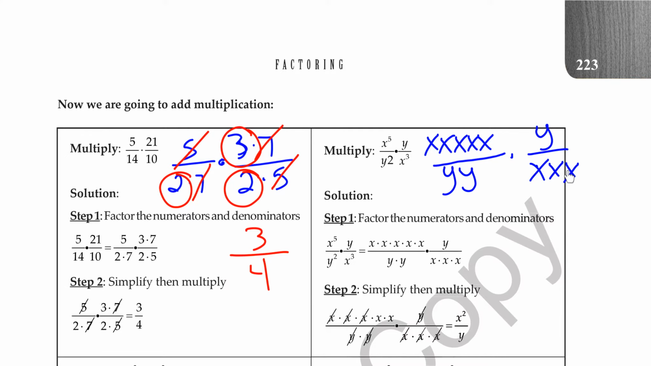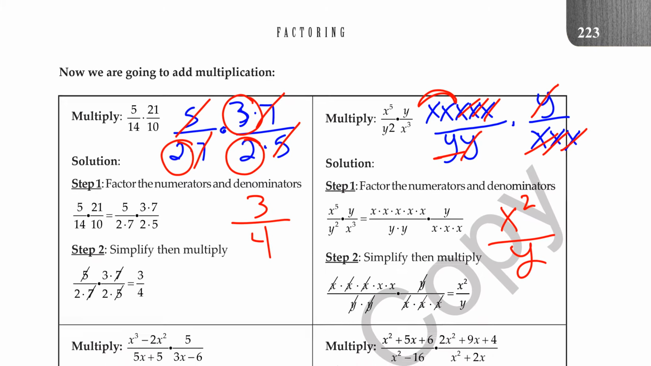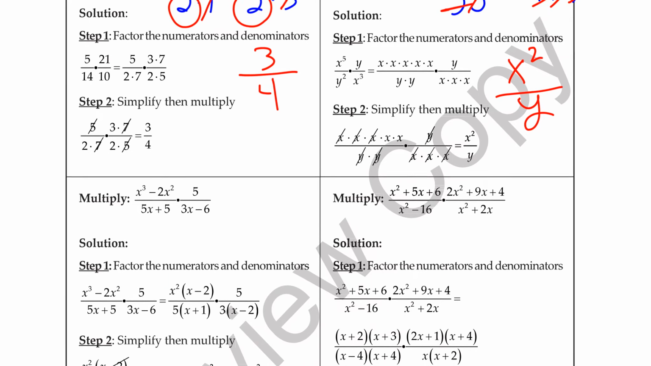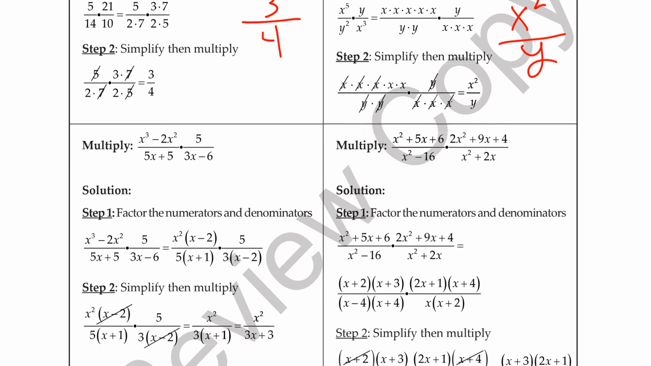Now we can cancel diagonally. There's 3x's here, so we can cancel them with 3x's here. This y can cancel off one of these y's. And so we're left with 2x's multiplied together in the numerator, or x squared, and looks like just the one y factor in the denominator. So x squared over y. I'm going to scroll down here just a little bit so that we can look at these down here.